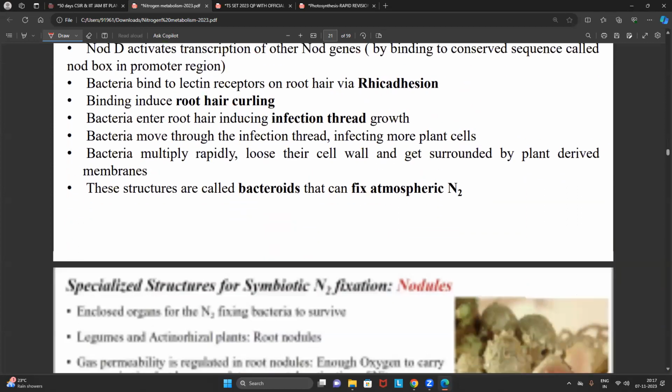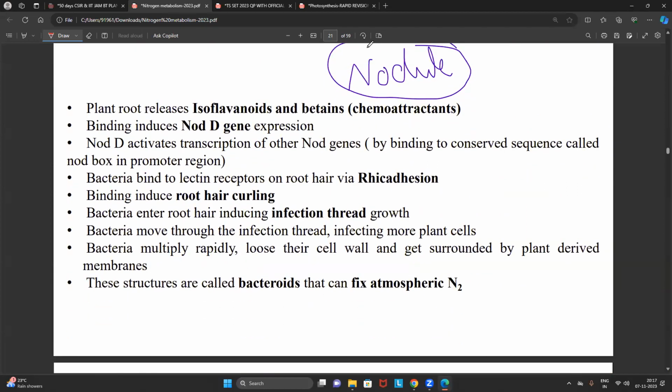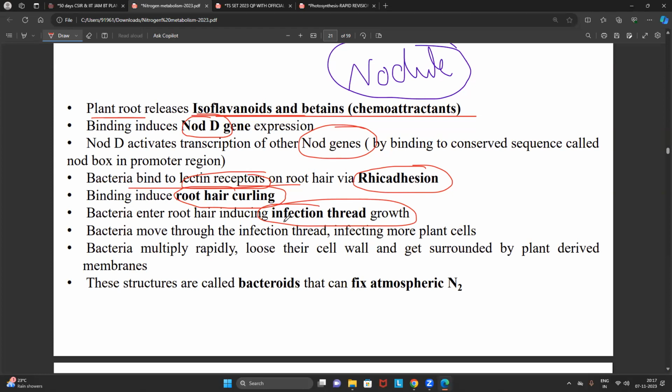I will explain you step by step. All the students focus. Focus everyone. First, plant root releases chemoattractants. Then they will activate NOD-D gene. Then the NOD-D gene activates further all the NOD genes. Then bacteria come and attach to the lectin receptor by a mechanism called as RICA adhesion. And they cause curling of the root hair. Why do they cause the curling of the root hair? Because they want to enter inside. That's an important point here.